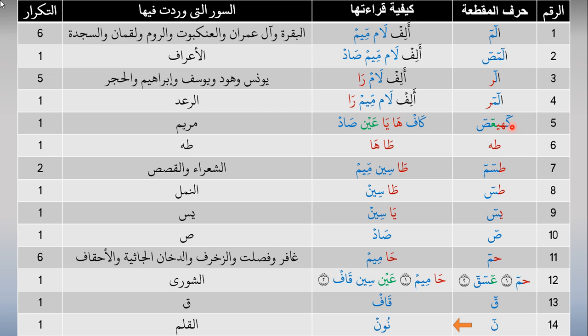Number 5, kaf and ain and sad were prolonged. Number 7, sin and meme were prolonged. Number 8, sin only was prolonged. Same thing for number 9, the sin only. Number 10, sad was prolonged. Number 11, meme was prolonged. Number 12, meme, ain, sin, qaf were prolonged. Number 13, the qaf was prolonged. And number 14, the noon was prolonged.